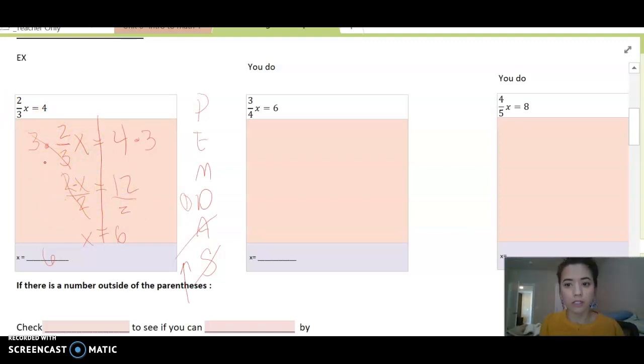I want you to pause me and try these next two you-do problems. Look at this as a reference to help you. It is the same thing with different numbers. If you get stuck, unpause me and come check out what I'm doing for help, and then pause me again to try the next one. But again, I want you to try your best on these two problems. Go ahead and pause me now.